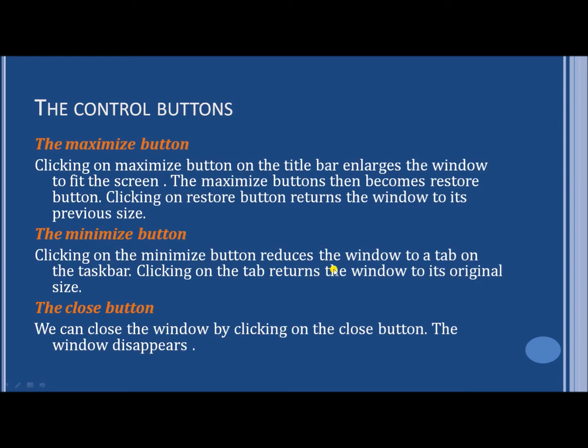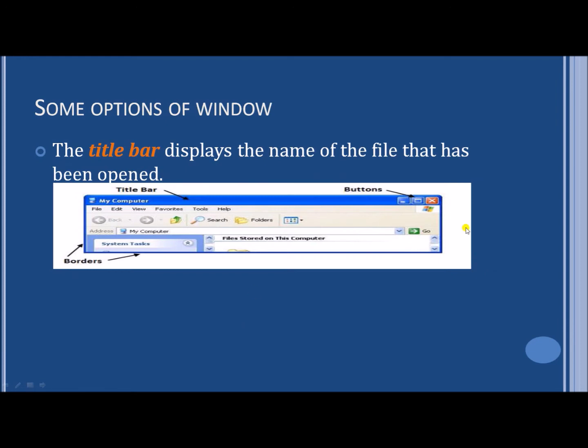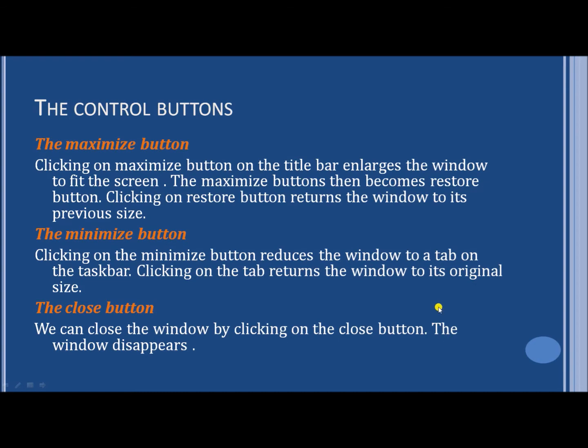Clicking on the minimize button reduces the window to a tab on the taskbar. Clicking on the tab returns the window to its original size. When you click the tab, which was present on the taskbar at the bottom of the desktop, it will again become the window. And then comes the close button. The close button will close the window when we click on it.